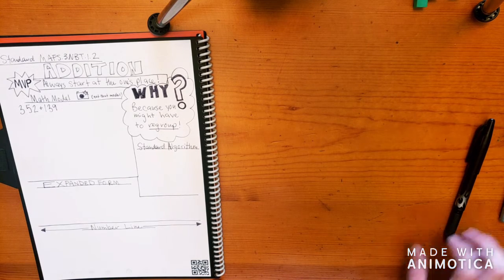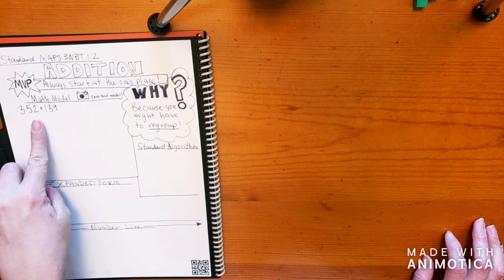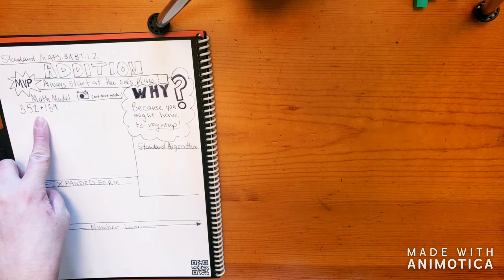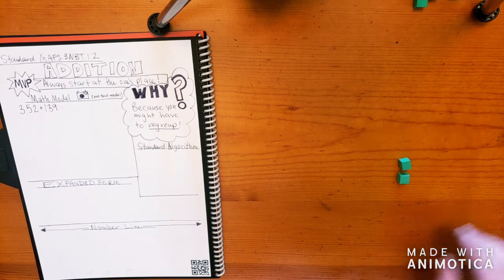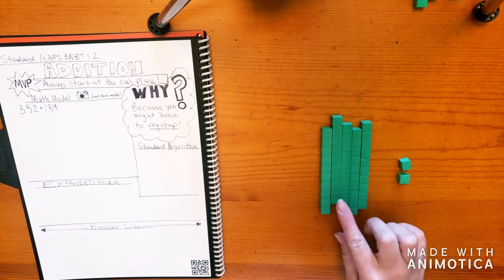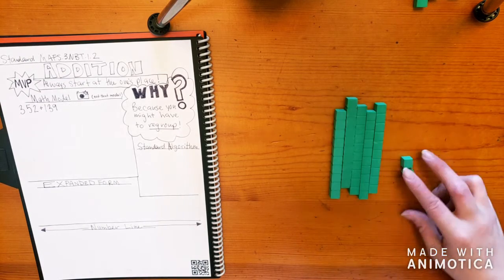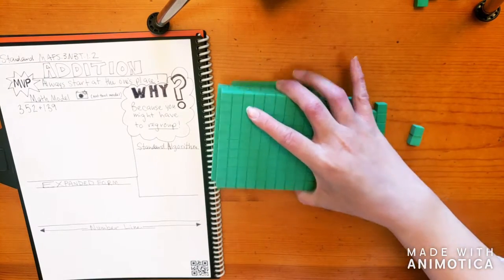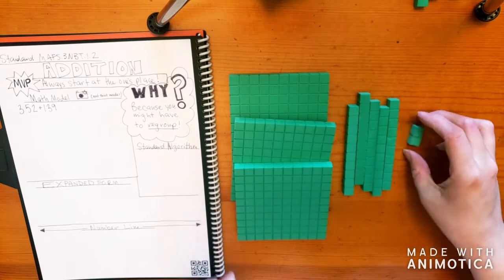To set this up, we need to start, you guessed it, at the ones place. First, we're going to build the number 352. So we have 2 ones, 5 tens. If that's 5, 1, 2, 3, 4, 5. Okay, always double check, right? And 3 hundreds. 1, 2, 3. I'm just going to kind of stack them like that to save some space.